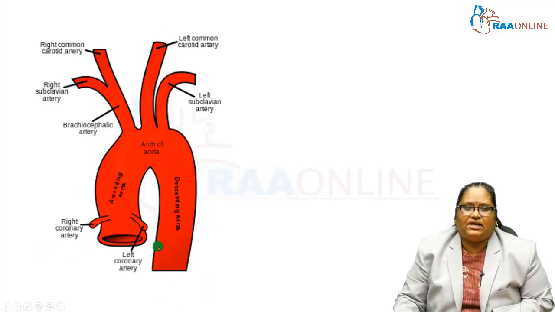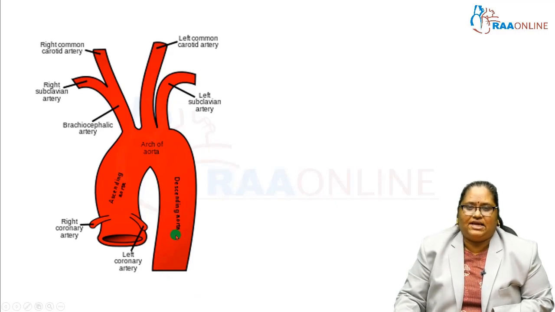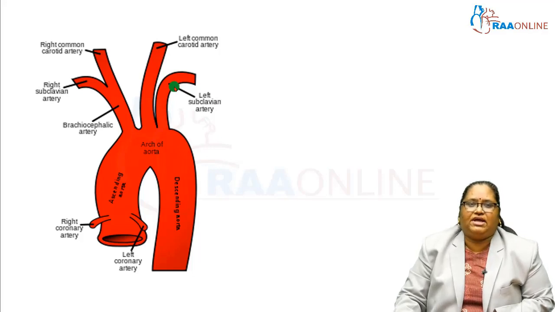Look at this picture. This is the arch of the aorta, this is the ascending aorta and this is the descending aorta. This is the brachiocephalic artery. From the brachiocephalic artery, you have the right subclavian artery. So the right subclavian artery originates as a branch of the brachiocephalic, whereas the left subclavian artery is a direct branch from the arch of the aorta. This is the difference between the origin of the right and the left subclavian artery, which you should always remember.